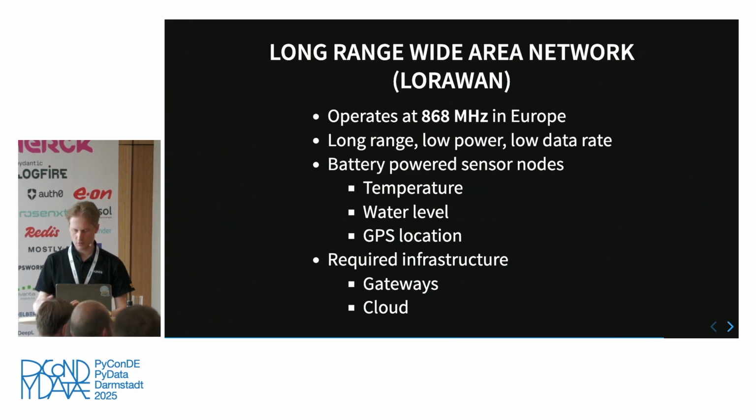LoRaWAN operates at 868 MHz in Europe. It's designed for long-range, low power and low data rate applications. Its low energy consumption means that the battery of a sensor node measuring temperature or water level may last for several years. However, a GPS tracker may only last for a few days, depending on the update rate we have. Typically, the infrastructure consists of gateways that receive data from sensor nodes and forward them to a cloud server.